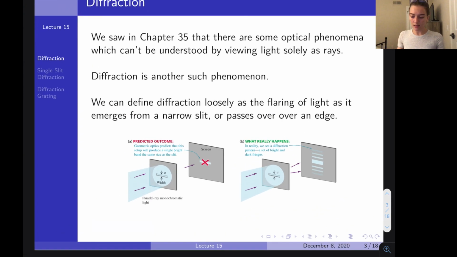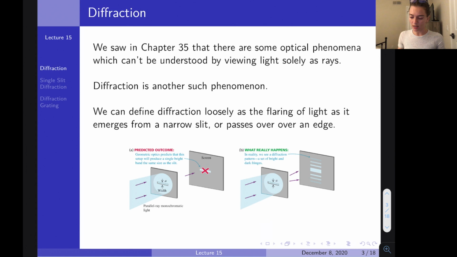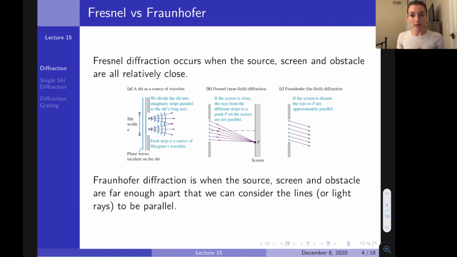So that's basically what diffraction is. Now there are two different types of diffraction. We're only going to be looking at the second type here. The first type is called Fresnel diffraction. I know his name is French, so I'm not sure if I'm saying that correctly. But anyway, Fresnel diffraction occurs when the source, screen, and obstacle are all very close together.